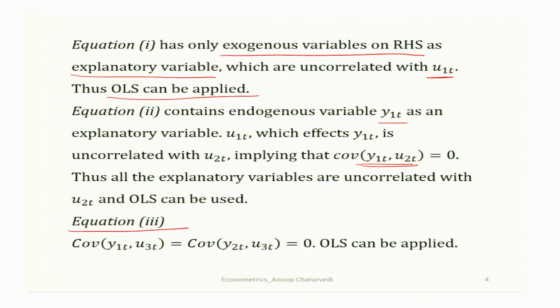So, although in recursive models you have different endogenous variables on the right hand side as explanatory variables, those endogenous variables are uncorrelated with the corresponding disturbance term. So, you do not face any problem of correlation, and you can easily apply the OLS procedure, and the least square estimators are consistent.